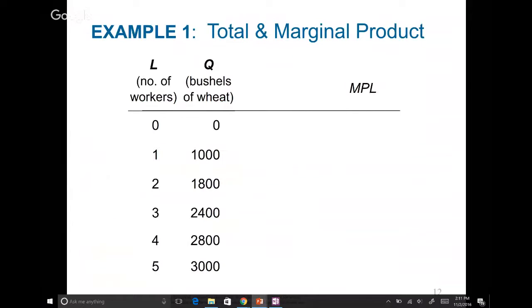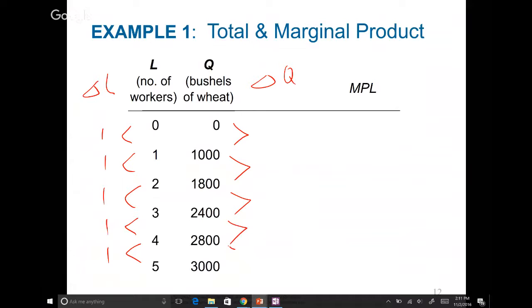The easiest way to do this is to draw 2 more columns. So on the left, find out the change in labor, and then on the right, find out the change in quantity. So change in labor, if you look closely, is from 0 to 1 to 2, 3, 4, 5. So every level changes by 1. So 1 all the way down. Now on the right, the change in quantity is the difference between each level's quantity. So it's 1,000 for the first level, 800 for the second level, and then another 600 for the third level, 400, and then 200.